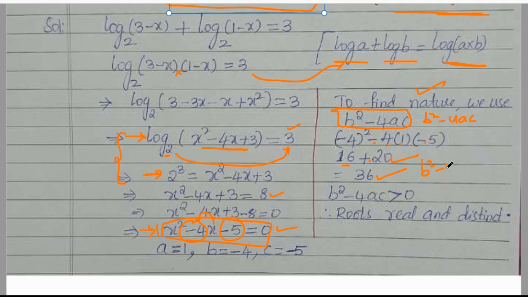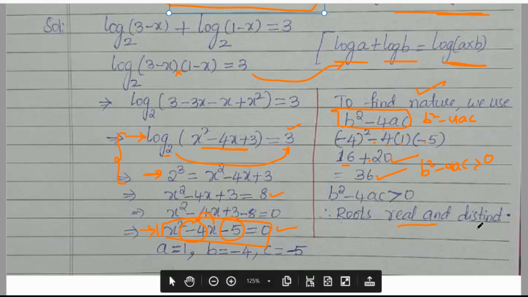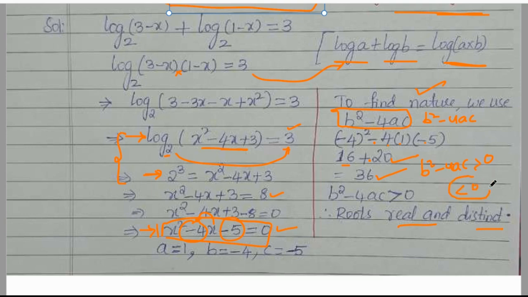Clearly b square minus 4ac, 36, is a positive number, so the roots are real and distinct. Distinct means different. Two different roots will be there. If this value is negative, for example, the roots are imaginary. That is no real roots. If exactly 0, b square minus 4ac, students, roots are real and equal. In this case we got greater than 0, so roots are real and distinct.